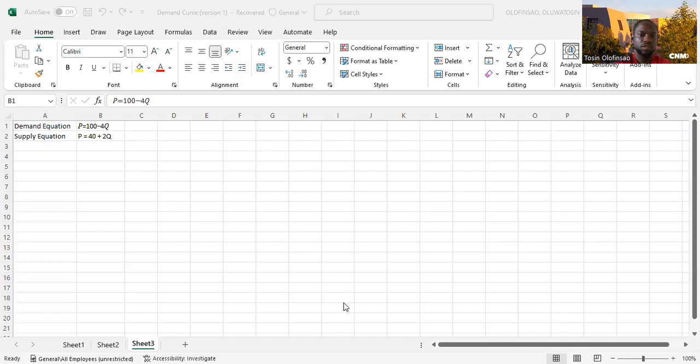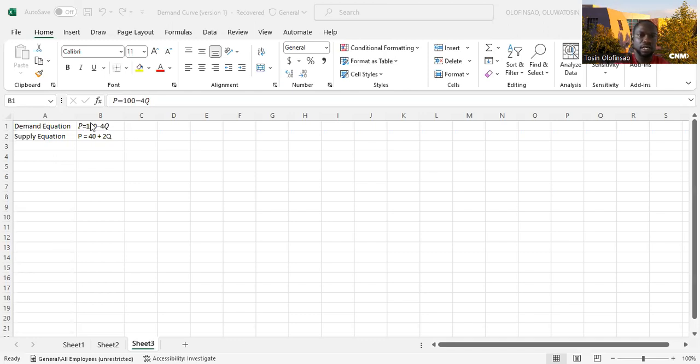My name is Tosin Olofisal, and I'm here to show you how you could solve market equilibrium in Excel. I have showed you how to do that in the material. Just go through the material. You will see how you could solve it mathematically in the material. But here I'll be showing you how you can solve this using Excel and showing you the graphical representation of this.